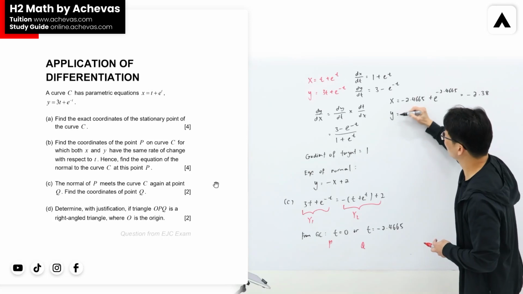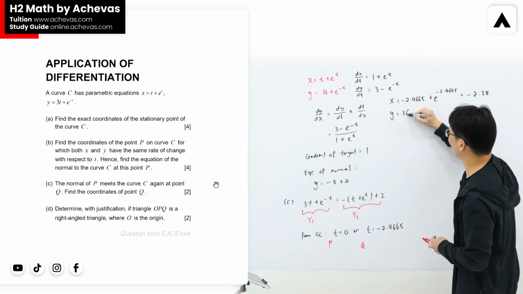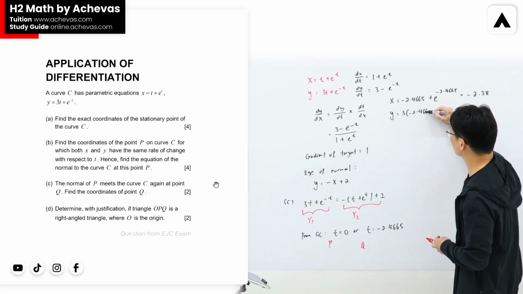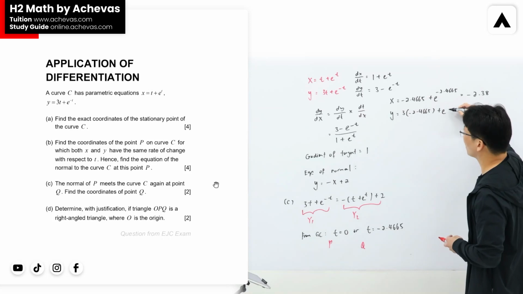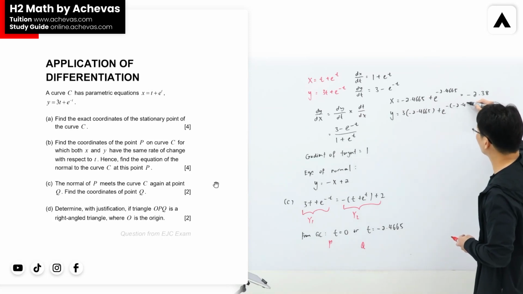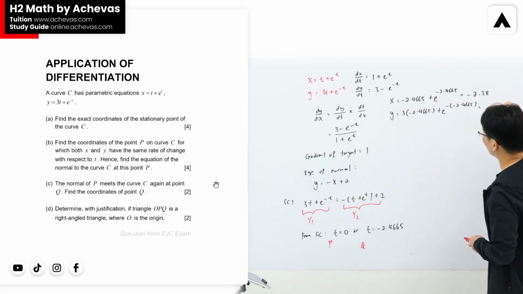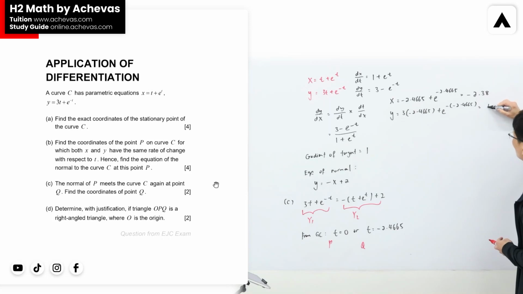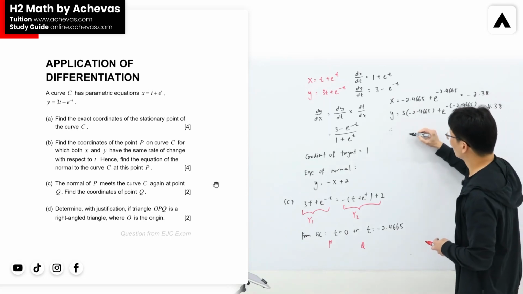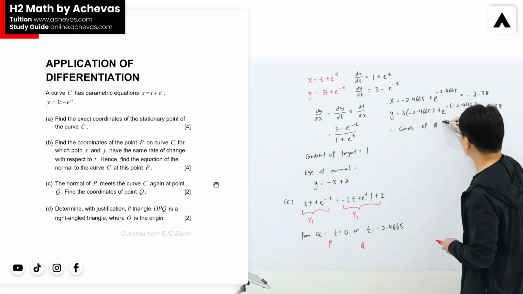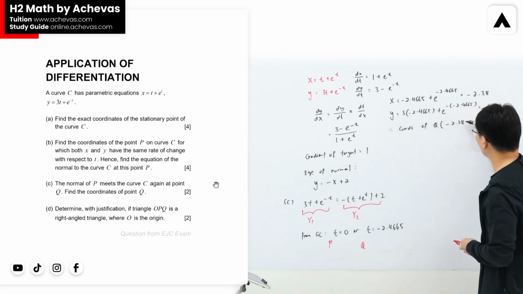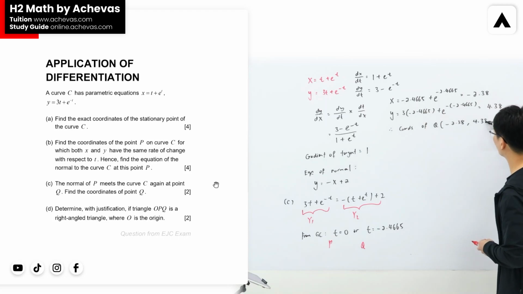Similarly, I'm going to sub this into my y. So it's 3 times minus 2.4665 plus e to the power of minus 2.4665. And evaluating this, my value will be 4.38. So therefore, the coordinates of my Q will be minus 2.38 and 4.38.